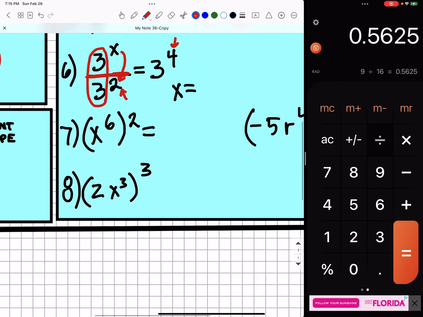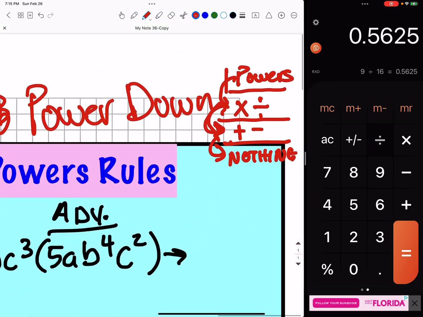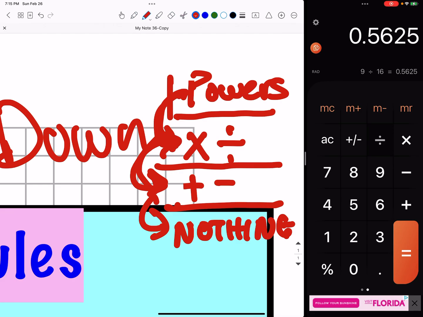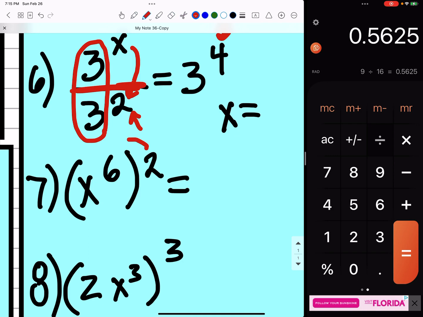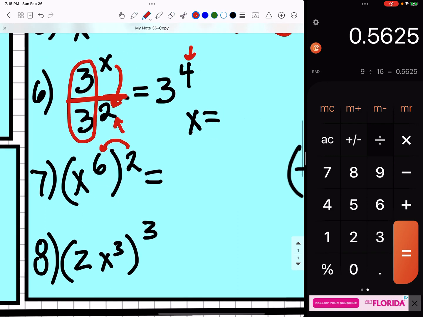Okay, and then finally, the very top level is powers. One less than powers is multiplication. So whenever we're doing powers, we just multiply. This is powers of powers. So one less than powers is multiply. This is x to the 12th power.